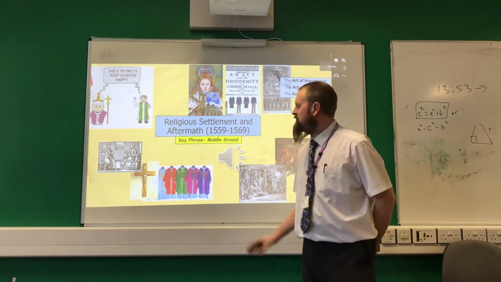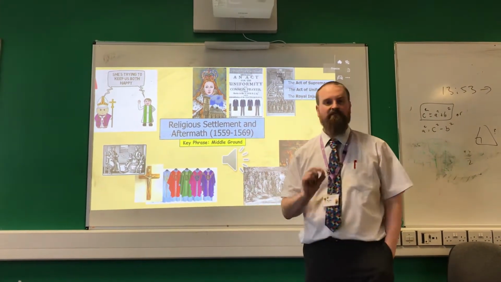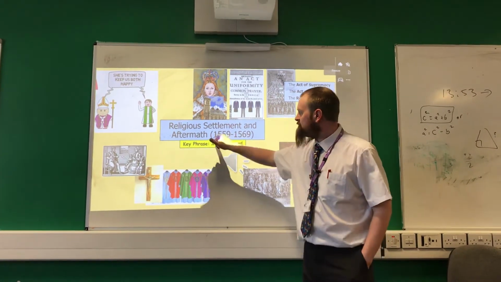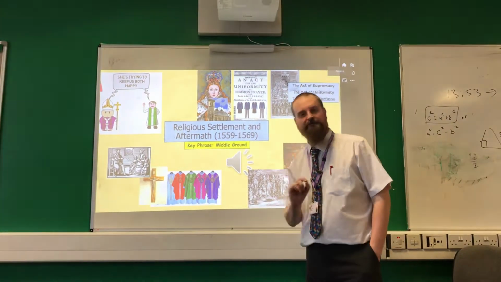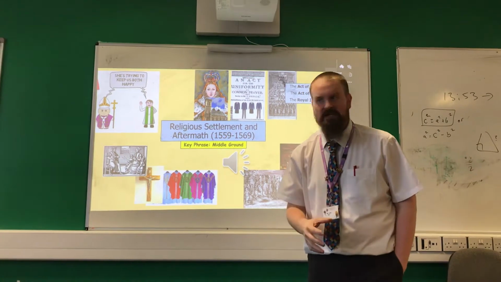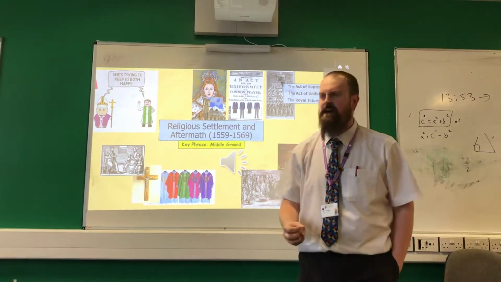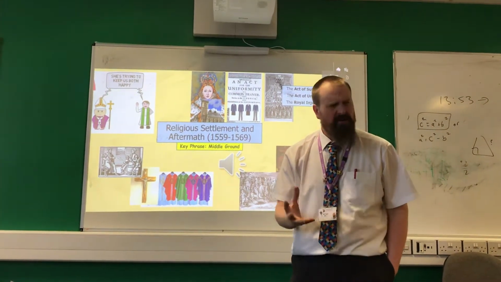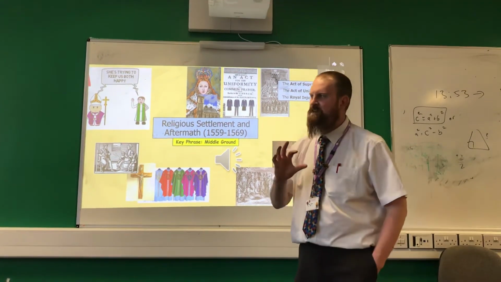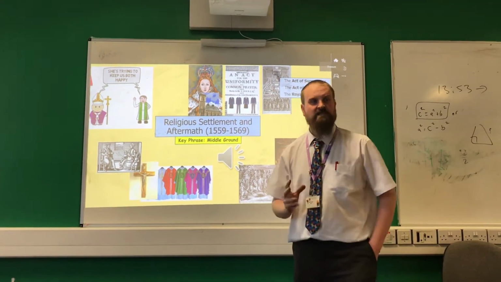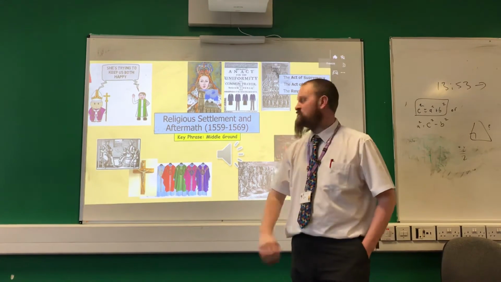Alright then, ladies and gents, this particular video is focusing on Elizabeth's religious settlement. That comes in 1559. It's the first important thing she does on becoming queen. She gets her coronation in January, I think it is, 1559, and the first issue she deals with is the religious divide in the country. She wants to settle it.